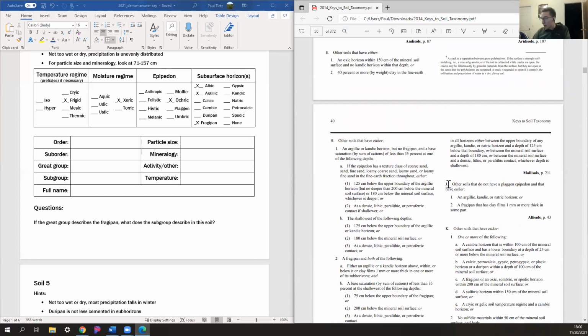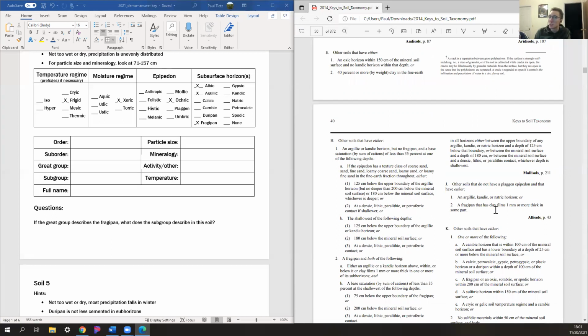So item J here. Alfisols are all other soils that do not have a plaggen epipedon and that have either an argillic, candic, or natric horizon. That's us. Or a fragipan that has clay films. So we fit both of those things. We only needed 1. So this is saying Alfisols are literally any soil that has an argillic horizon.